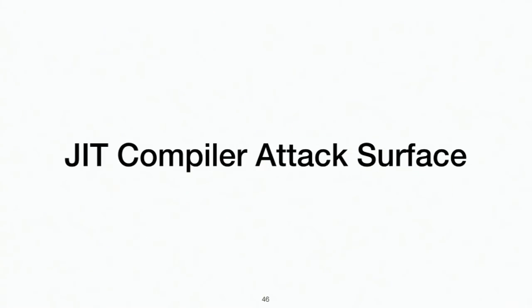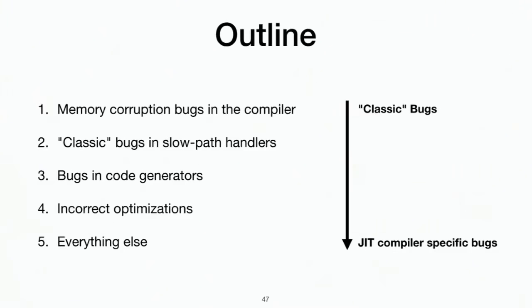Cool. So now we have a basic idea of how these compilers work. So let's talk about attack surface. Here is my list of bug categories that I want to talk about in this talk. The list is sorted from classic bugs that don't really have anything to do with JIT compilers to very specific bugs that you can only find there, right? So the first one is memory corruption in the compiler. That's kind of obvious because these compilers are written in C or C++, so they can have all these standard bugs, right? Overflows, use after free, etc. So it's really not specific to JIT compilers at all, and we actually won't talk about them any further.